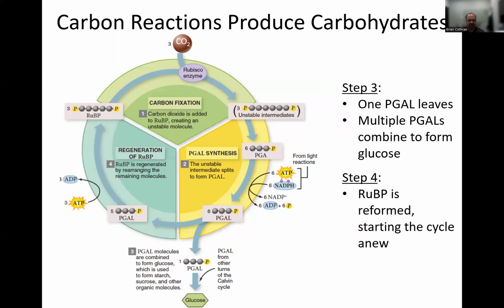Once that happens, step 3, one of these PGAL leaves the system and the other 5 continue on. This one is going to go down to help form glucose. And again, it's going to be used to form starch, sucrose, and other organic molecules, the food for the plant. So as this thing reforms RuBP, it cycles back through and comes back around. And again, it is a continuing cycle. As long as the plant is making food, this glucose, carbon reaction is occurring. The cyclical pattern is occurring. And again, wheel in the sky keeps on turning.